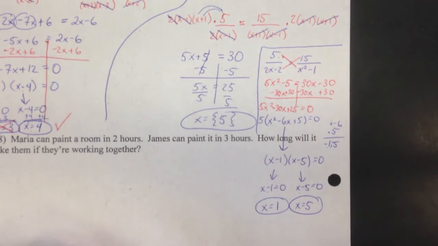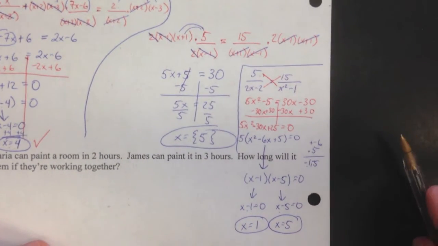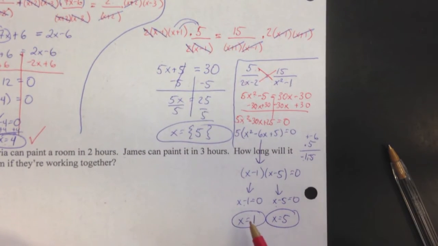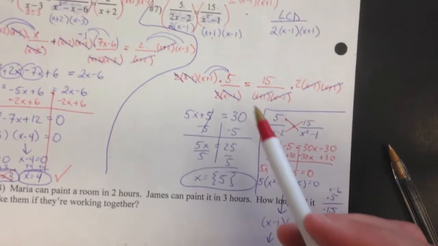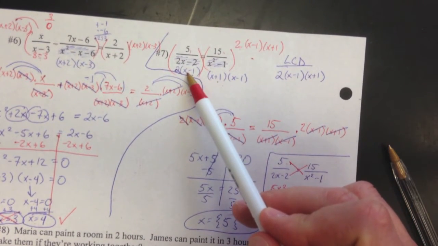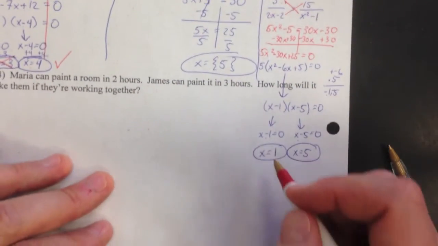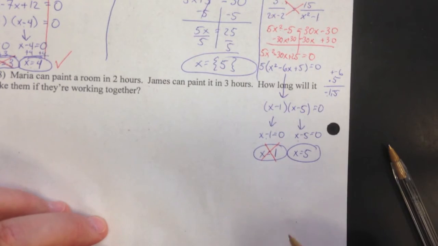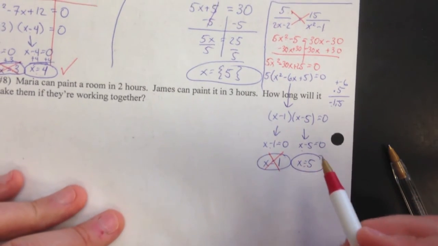Now notice what happens though. If I go back to the original equation, if I try to plug in a 1, I end up getting 1 minus 1, which is 0. I get a 0 in the denominator. That's not possible. That solution is no good. The 5 is going to work.